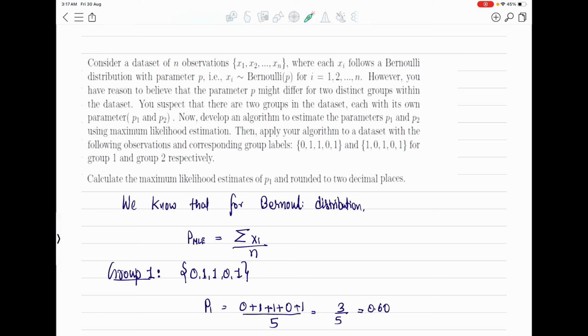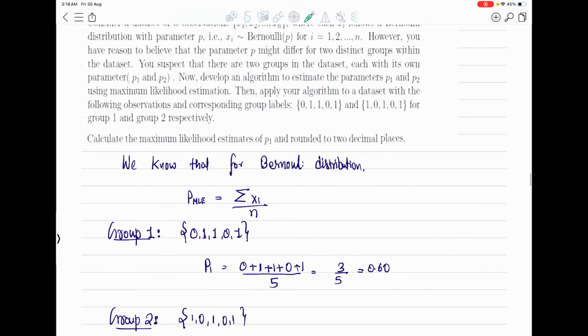Next question: consider a dataset with n observations x1, x2, up to xn, where each xi follows a Bernoulli distribution with parameter p, for 1 to n. However, you have reason to believe that the parameter p might differ for two groups within the dataset. You suspect that there are two groups in the dataset, each with its own parameter p1 and p2. Now develop an algorithm to estimate the parameters p1 and p2 using maximum likelihood estimation. Apply your algorithm to a dataset with the following observations and corresponding group labels, that is this dataset for group 1 and group 2 respectively.